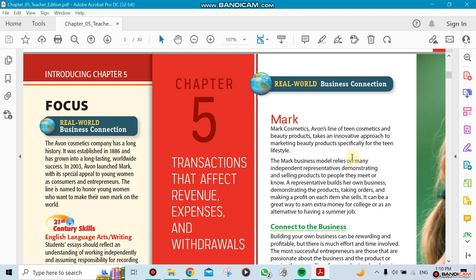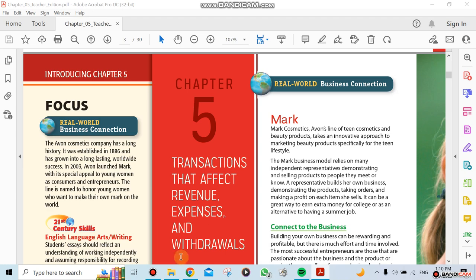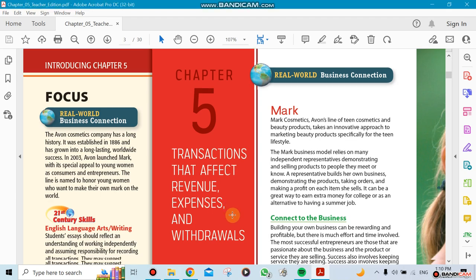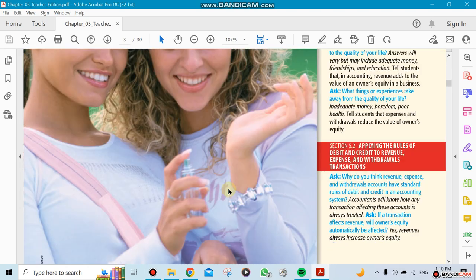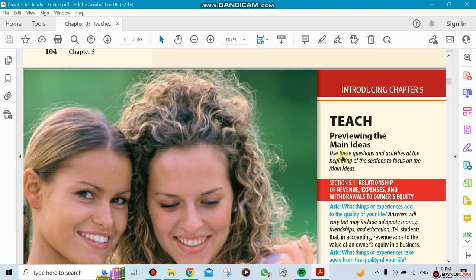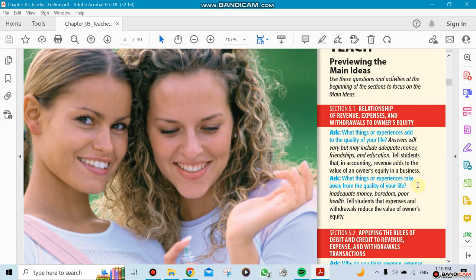Number five, the transactions that affect revenue, expense, and withdrawals. So now we know that this section is going to be the owner equity section. Remember, we're adding on top of what we did before. This chapter has two sections: relationships of revenue, expense, and withdrawals to owner equity. That's exactly what I just mentioned.